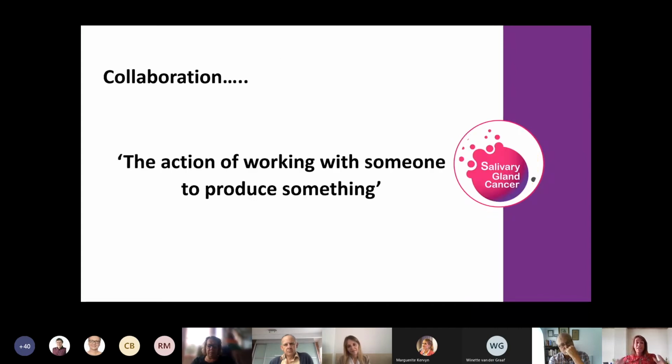Collaboration. Collaboration is the action of working with someone to produce something. And I really see patients taking part in clinical trials as being a true form of collaboration. If patients didn't exist, there wouldn't be any trials. By taking part in trials, we are working with the clinicians and the researchers to move things forward for us all.